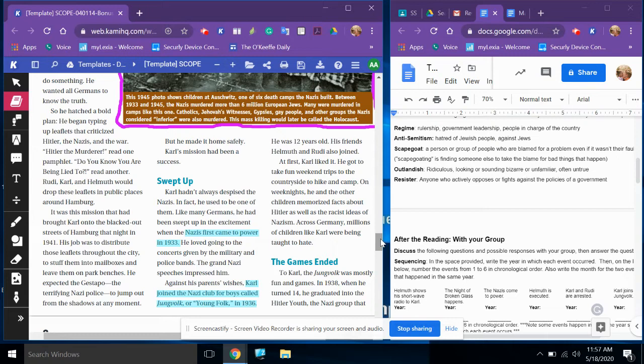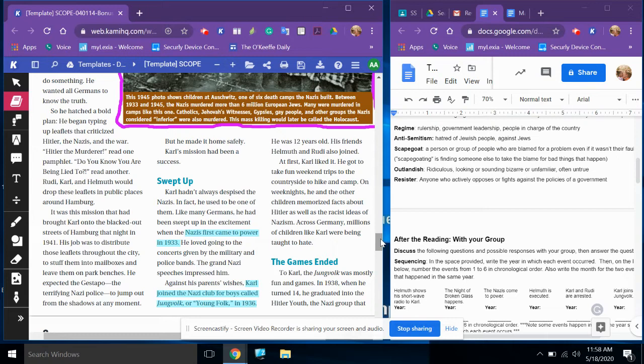In 1936, he was 12 years old. His friends Helmuth and Rudi also joined. At first, Carl liked it. He got to take fun weekend trips to the countryside to hike and camp. On weeknights, he and the other children memorized facts about Hitler, as well as the racist ideas of Nazism. Across Germany, millions of children like Carl were being taught to hate.